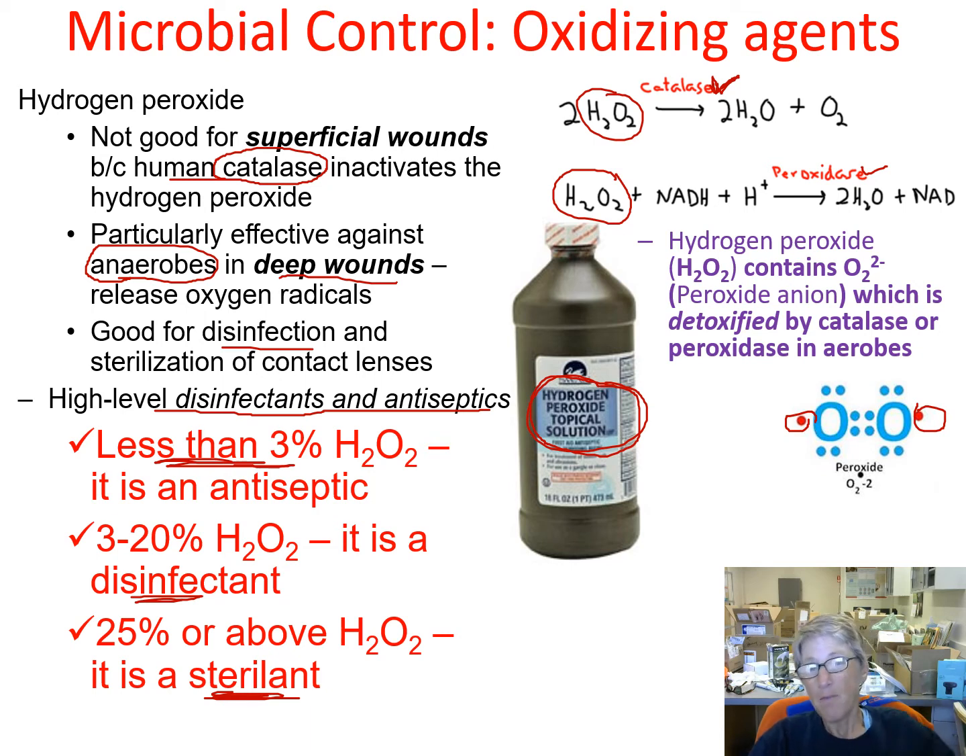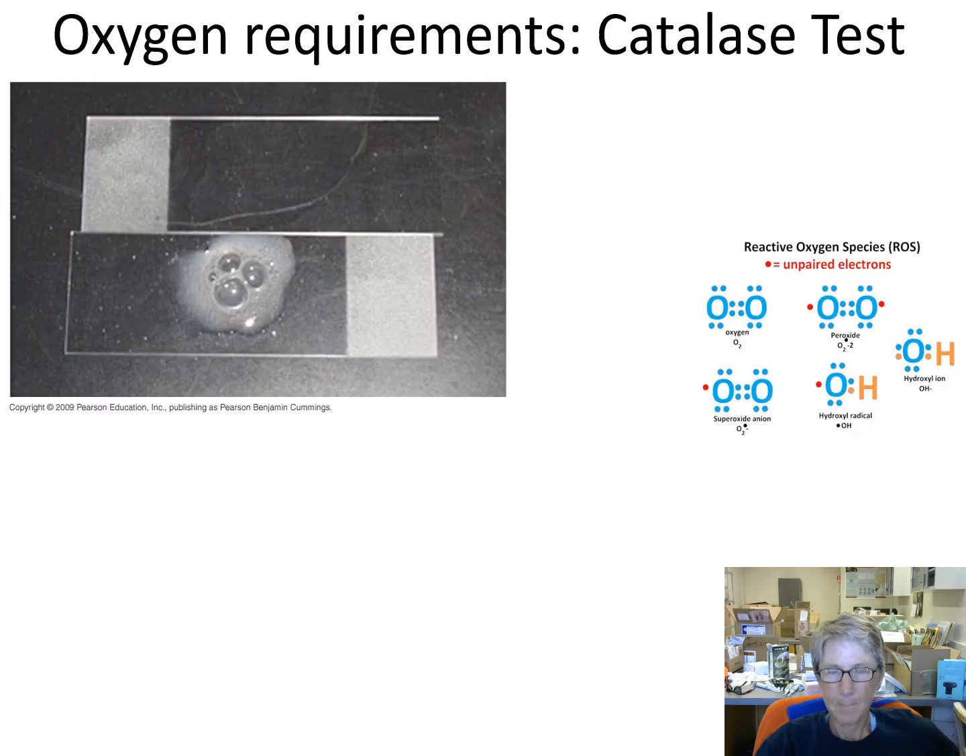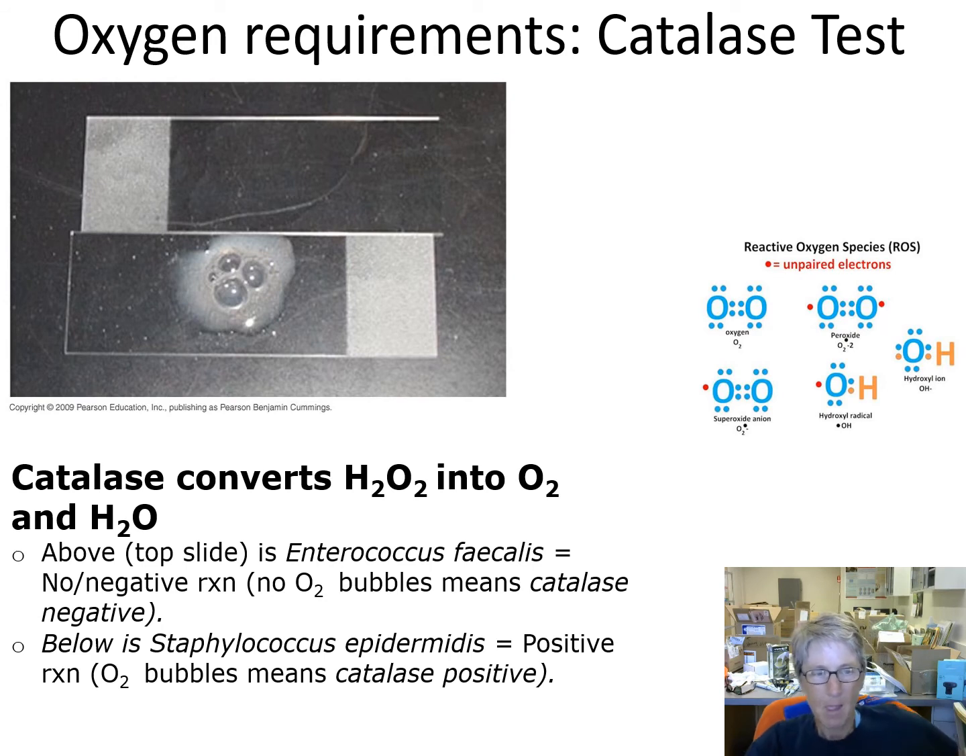But if you are an aerobic bacteria, you do have catalase, you do have peroxidase. You put hydrogen peroxide on those bacteria, they just detoxify it with the enzymes catalase and peroxidase into water. Here's a catalase test that we do in the lab. Catalase will convert hydrogen peroxide into molecular atmospheric oxygen and water.